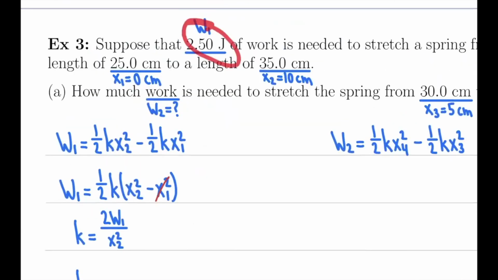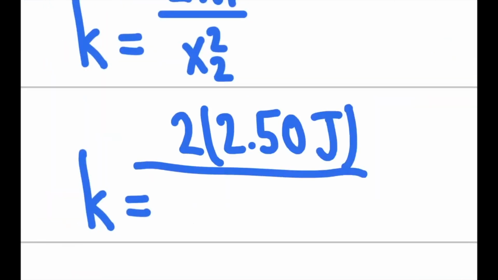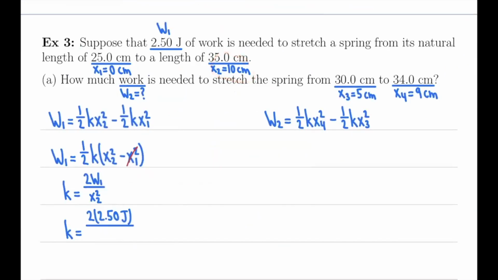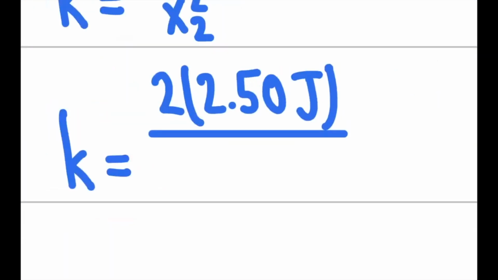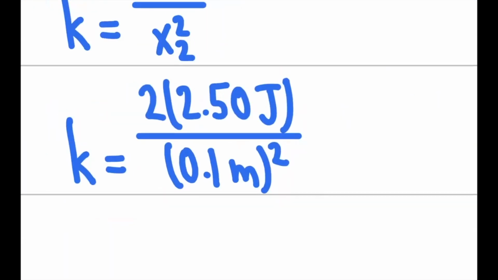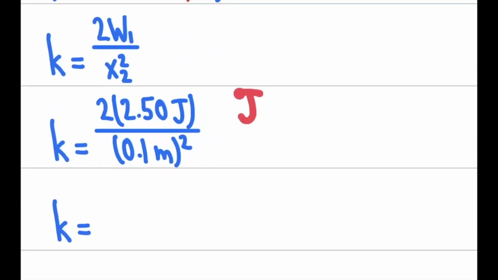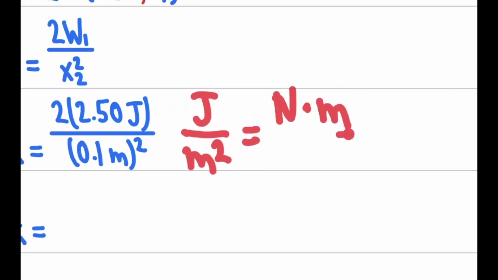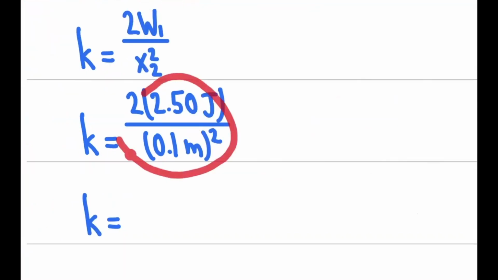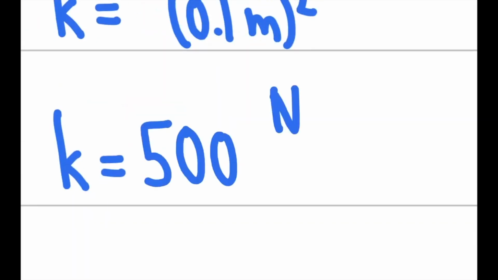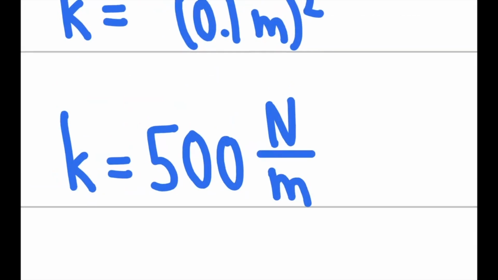So W1, that's the 2.5 joules. And x2 is 10 centimeters, but we need it in meters so all the units work out. So that's 0.1 meters. And we're squaring it. So let's just take a look at the units quickly. We have joules in the numerator, meters squared in the denominator. Joules is newtons times meters over meters squared. So one of the meters cancels and you get newtons over meters. If you put this in your calculator, or you can even do it without a calculator, you'll get k is 500 newtons per meter.